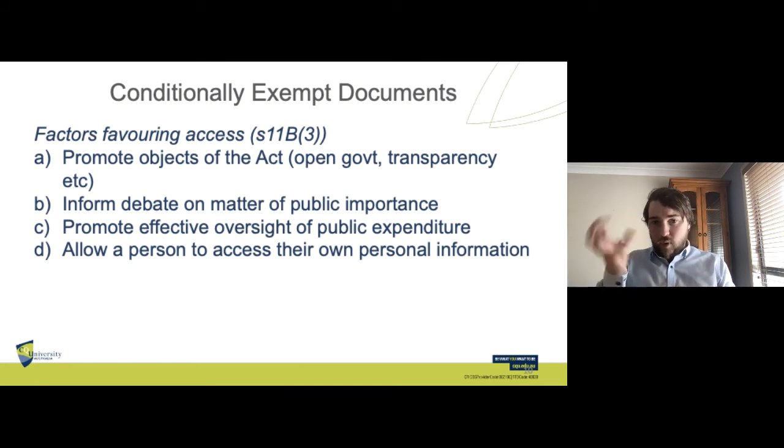So looking at the importance of the matter that the document relates to. Public expenditure, promoting oversight of that, as a means of preventing or reducing corruption. That's a really important factor as well, which would lend itself towards releasing that information. And also allowing a person to access their own personal information is generally a reason why you should be allowed to access that information. If it's information that relates specifically to you, the presumption is that you should be able to view that information.